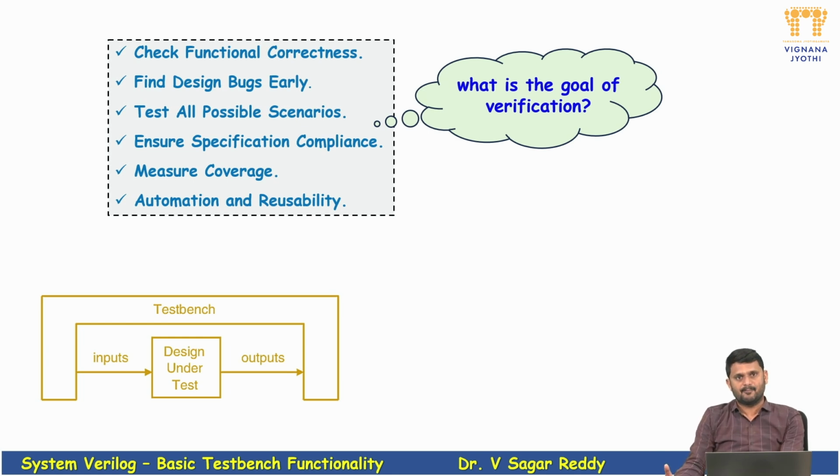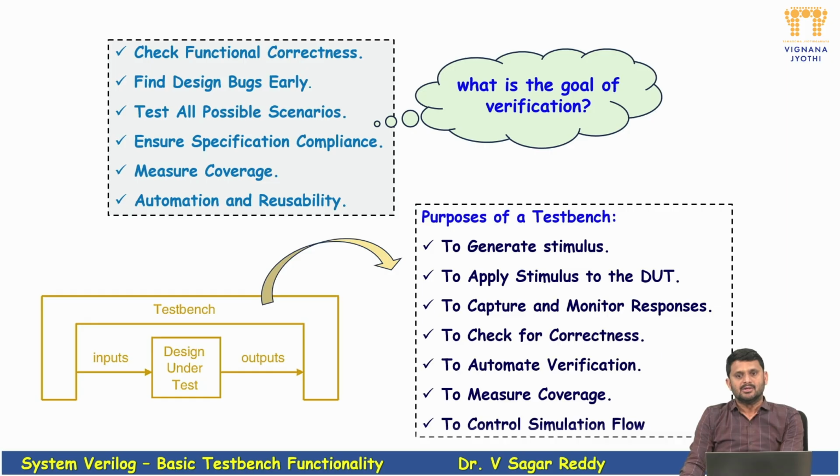How these steps are performed depends upon the methodology you choose, like a basic System Verilog test bench or a UVM based environment. Now let's see the purpose of a test bench. First, to apply stimulus to the DUT: generate input signals like data, clock, reset, etc., and mimic real world operating conditions or test scenarios. The second one is to capture and monitor responses, observing the DUT's outputs in response to the applied inputs. Then, to check for correctness, compare DUT outputs with expected golden results using checkers or scoreboards.